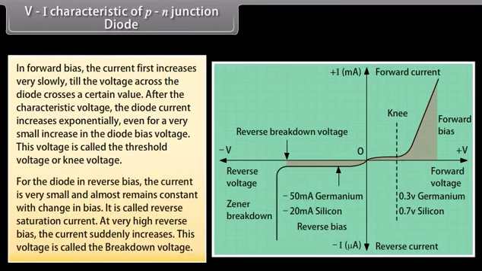For the diode in reverse bias, the current is very small and almost remains constant with change in bias. It is called reverse saturation current. At very high reverse bias, the current suddenly increases. This voltage is called the breakdown voltage.